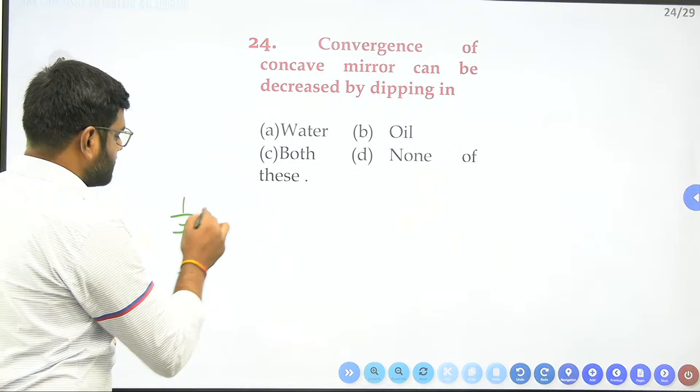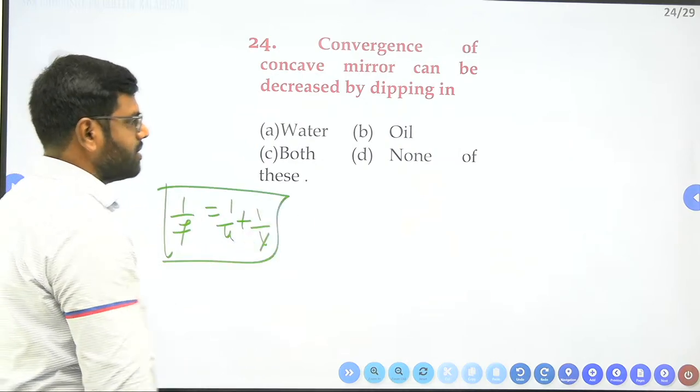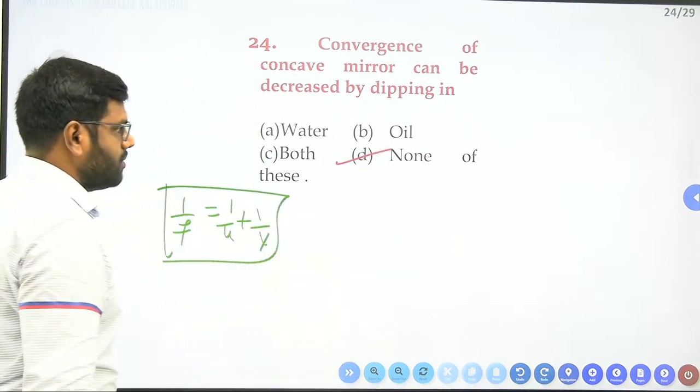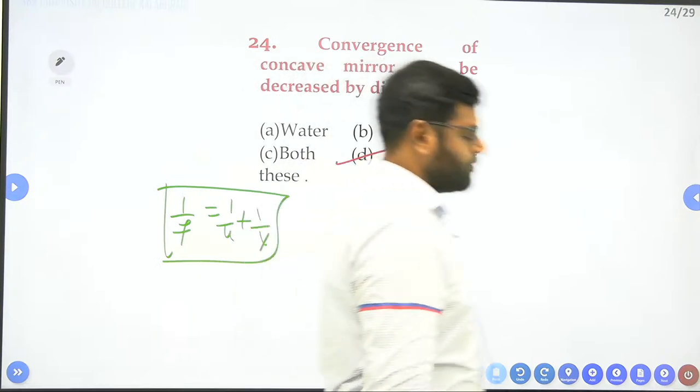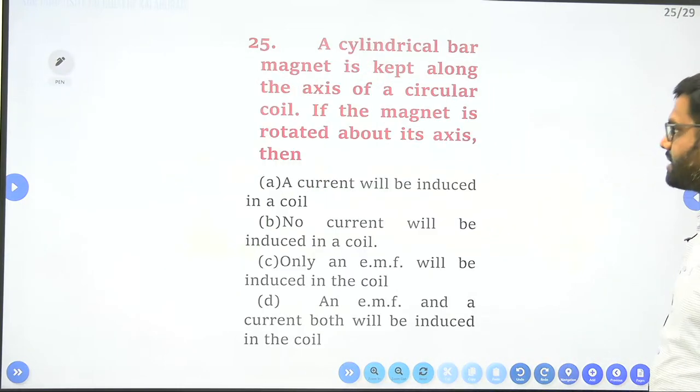That is 1 by f is equal to 1 by u plus 1 by v. That is enough. It does not depend on the medium. So remember, whether it is oil, water or both, the focal length will remain the same for a concave mirror or a convex mirror. So let's take the next question.